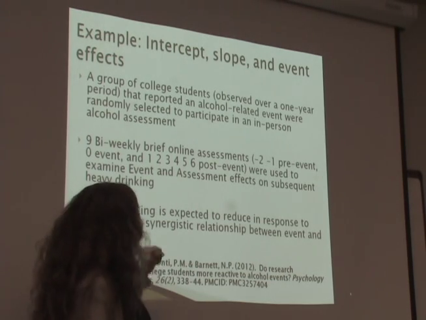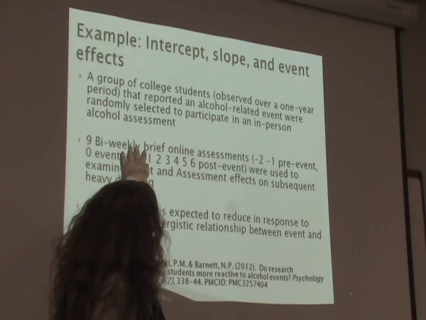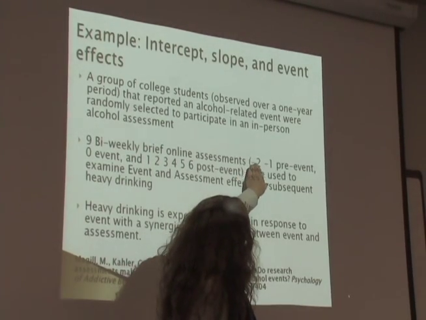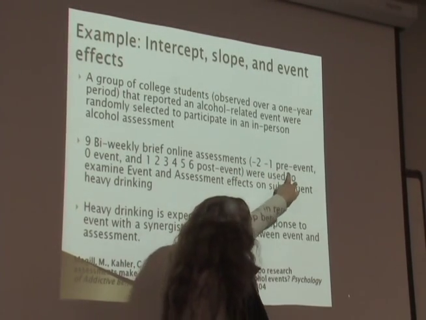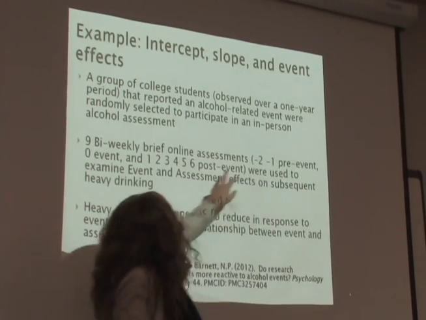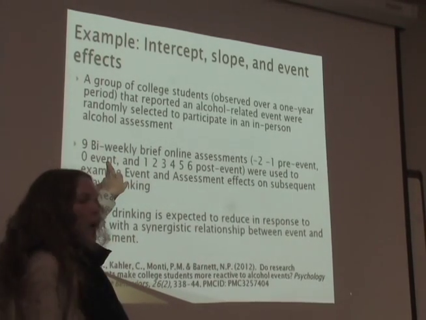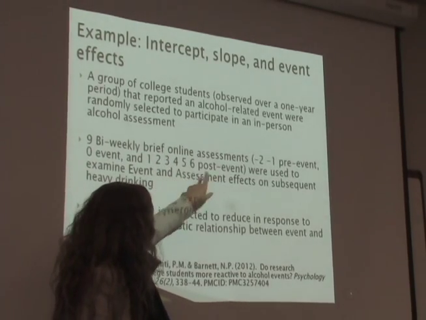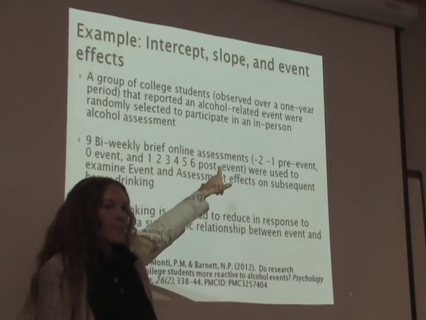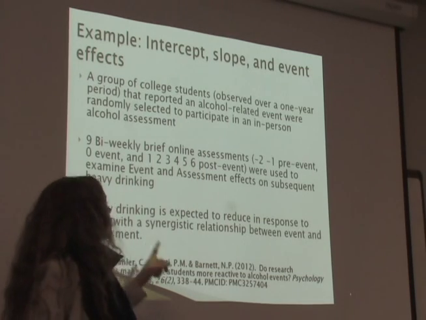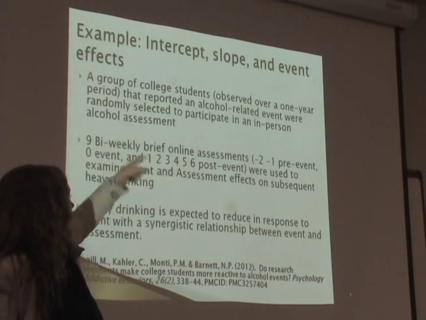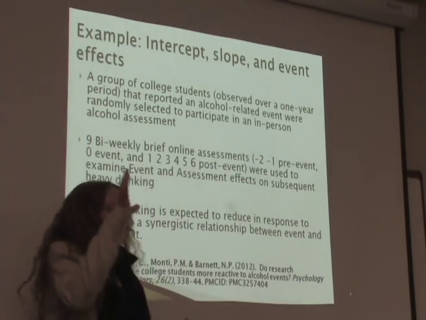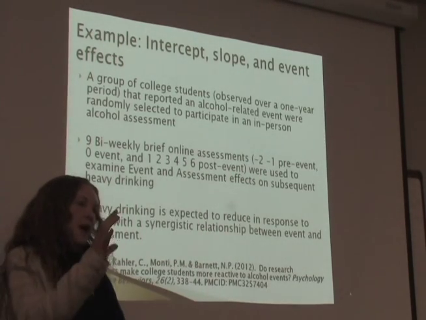And so one of the coding methods that we used was a -2, -1, which were the pre-event codes, a 0, which was when the event occurred, and then 1, 2, 3, 4, 5, 6 were the post-event time points. Right? So this is an example where you've got time as a continuous predictor because people's events are happening at different times, right?